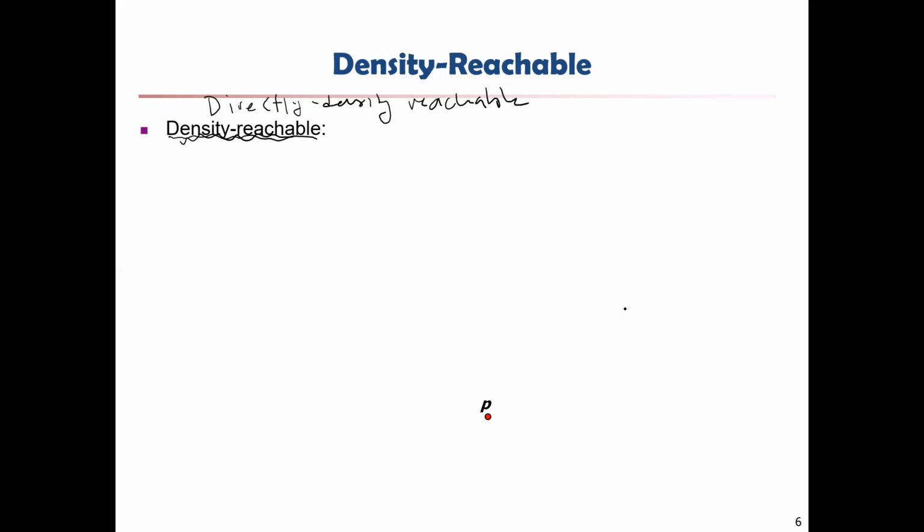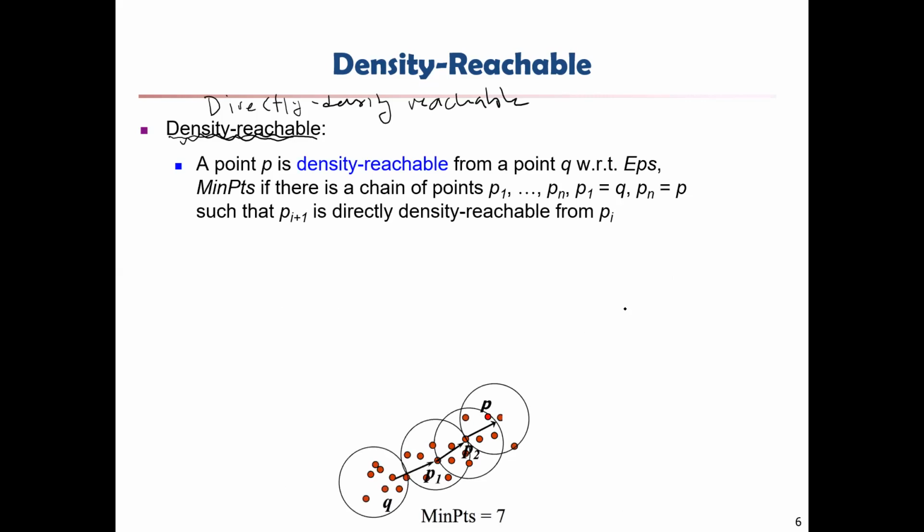So let's give a definition for this. A point P is densely reachable from a point Q. Again, I have a Q point, which is a core point, and then I have a point P. What I claim is that P is densely reachable. It is not directly densely reachable just because it is not in the neighborhood of Q, but what I observe is that there is a path. If I follow this path, I can reach P. But how? Let's follow the rest of the definition.